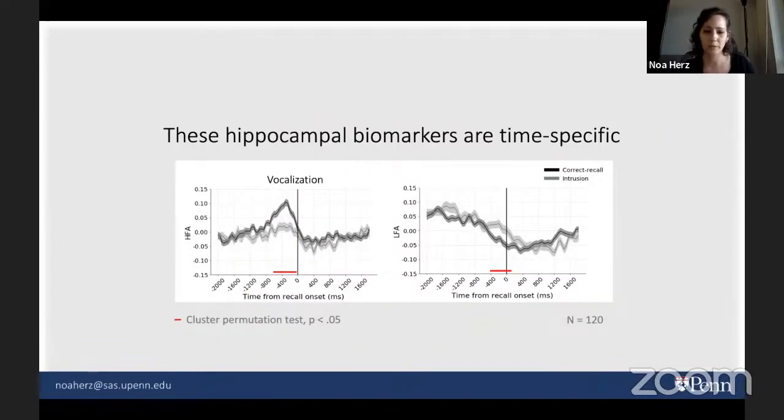We were also able to show that the high frequency and low frequency activity in the hippocampus that differentiate correct from false recalls is time specific. Specifically, what I'm showing you here is from 2 seconds before until 2 seconds after the beginning of vocalization. The difference between correct recalls and intrusions emerges just prior to the beginning of vocalization and fades rapidly afterwards. What this means is that high frequency and low frequency activity in the hippocampus seems to be driving the retrieval process rather than reflecting a more general brain state.